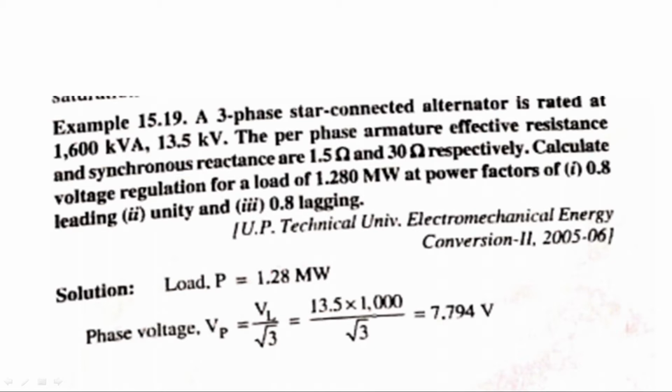So first let us see the given data. Load P is given as 1.28 megawatts. As this is star connected, line voltage is root 3 times phase voltage. So phase voltage is equal to line voltage by root 3. That is 13.5 into, because it is given in kV, convert this kV into V, that is 13.5 into 10 power 3, divided by root 3. That is 7.794 volts is the value of phase voltage.